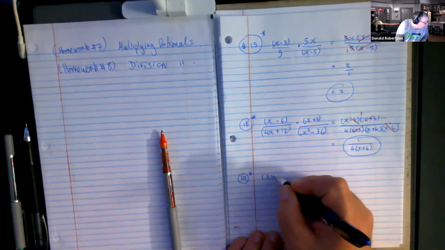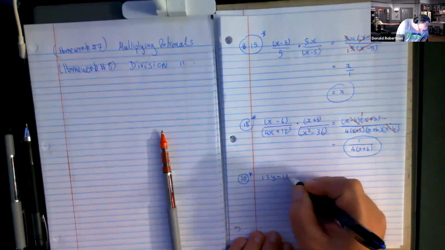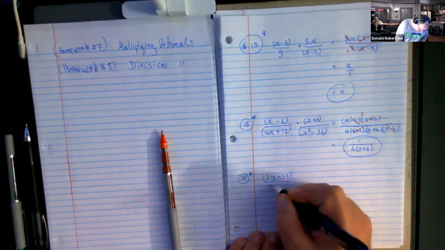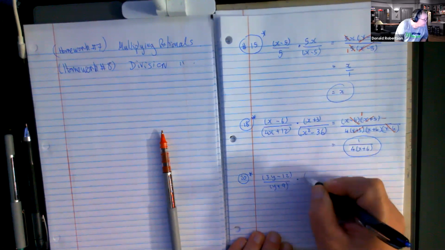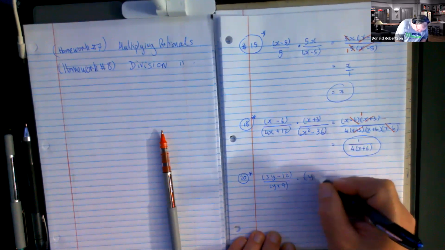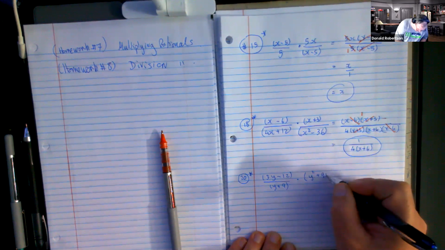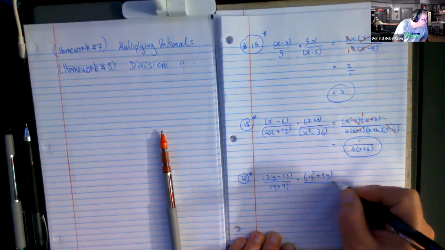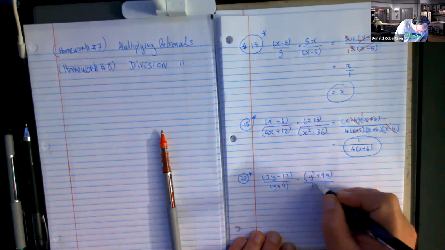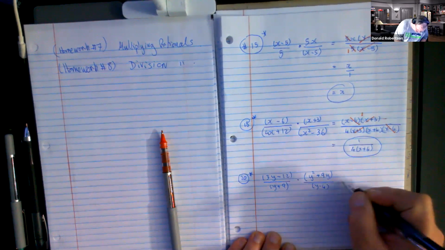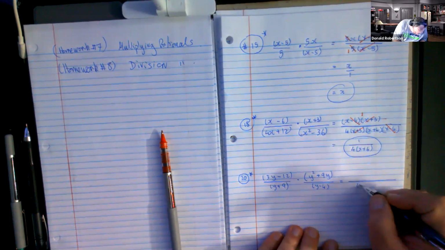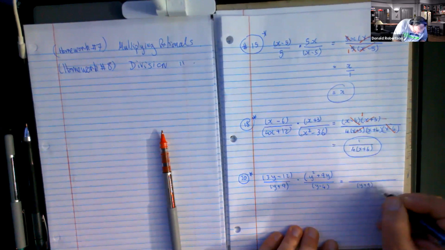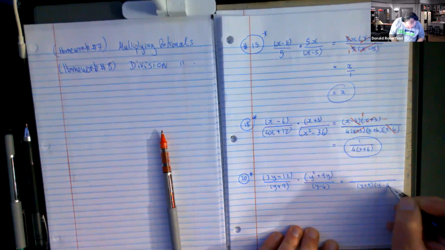We have 3y take away 12 over y plus 9, times y squared plus 9y, and that is going to be over y take away 4. So let's combine them together as a single fraction. Well, we can't really do much with the 2 bottom guys, so there they are.